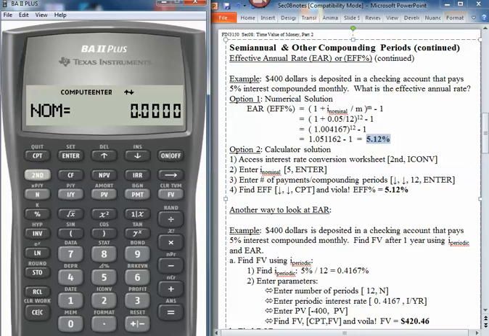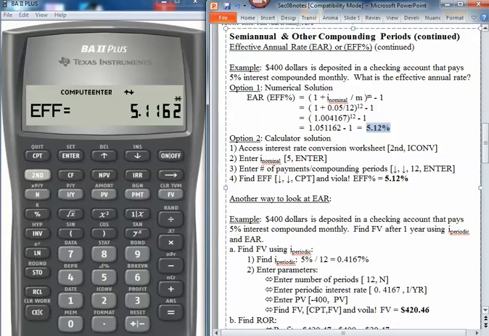So in this problem, we have a 5% interest rate. I'm going to hit the down arrow key twice. We already have 12 in there, but I'll enter it again, since the number of compounding periods per year is 12. So if we go back up to this EFF, or effective annual rate, and hit compute, we can see that 5% compounded monthly is equivalent to 5.1162, which is rounded to 5.12.